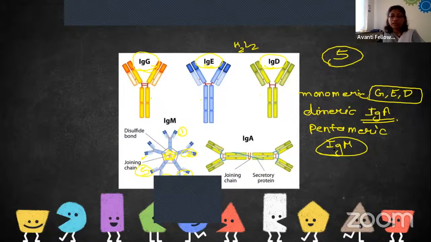Okay, is it clear? So we have studied that antibody is formed of two heavy and two light chains. That is why its formula is H2L2. And how many H2L2 structures are forming our antibody? Our antibodies are differentiated into 3 categories: monomeric, dimeric, and pentameric. So we have total 5 types of antibody: IgA, G, E, D, and M. Out of these 5, antibody G, E, and D are monomeric, whereas IgA is dimeric और IgM pentameric. Is it clear to everyone?